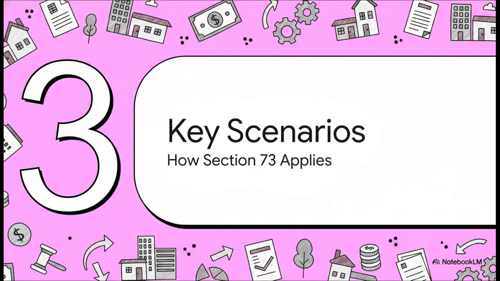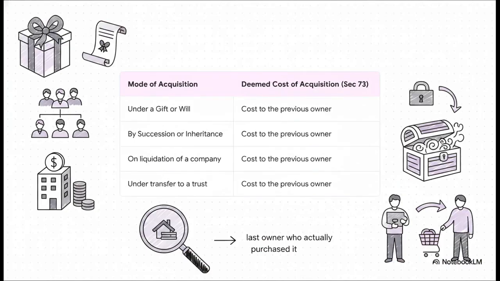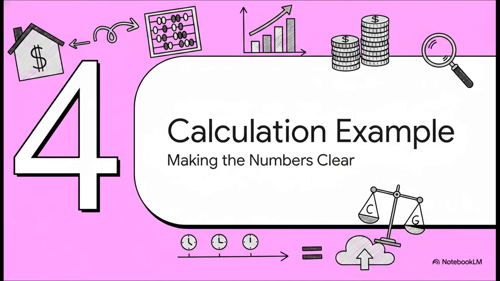Okay, that's the principle. Now let's look at some of the most common ways people acquire assets where Section 73 kicks in. You'll see how this step-into-the-shoes logic is applied across the board. You can really see the pattern here. Whether you get an asset through a gift or a will, or through succession or inheritance, or even in more complex situations like a company liquidation or a transfer to a trust, the answer is always the same. The deemed cost is the cost to the previous owner. The law is super consistent on this point. We always look back to the last person who actually paid money for it. All right, theory is great, but let's make this real.